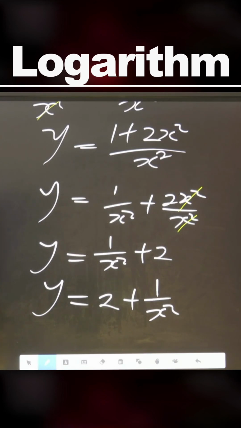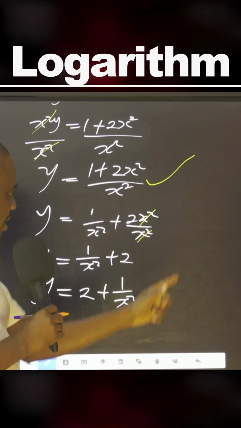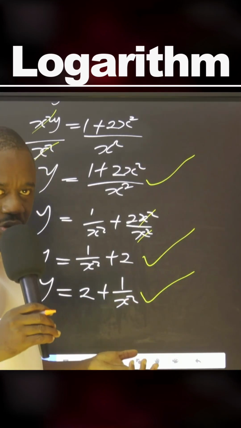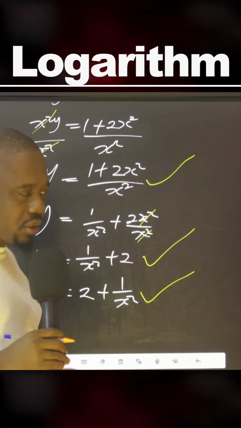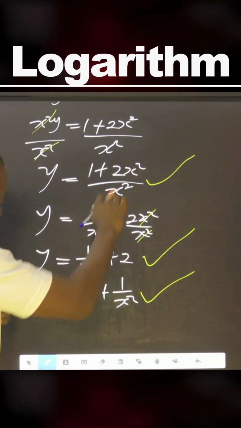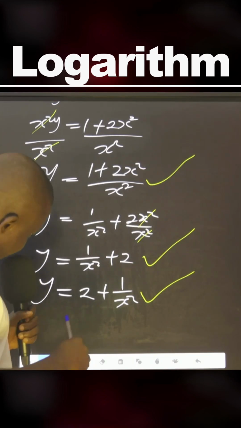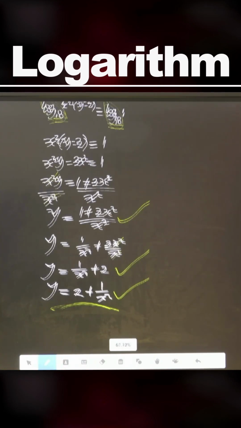So one thing you should know is that I can leave the answer here. I can leave it here. I can even leave it here. Anyone. So if this question has options, you can just stop here and check if any of them correspond. If not, you continue. Hope this is understood.